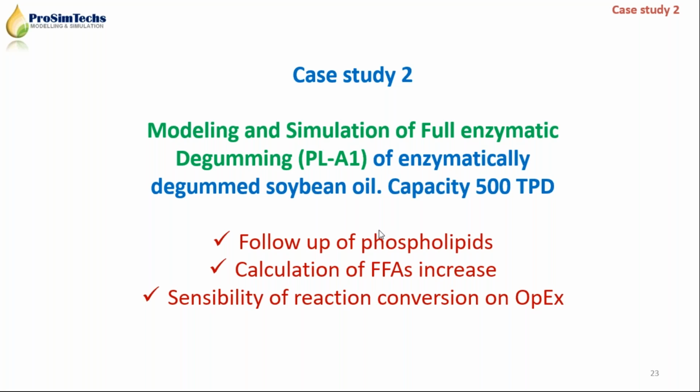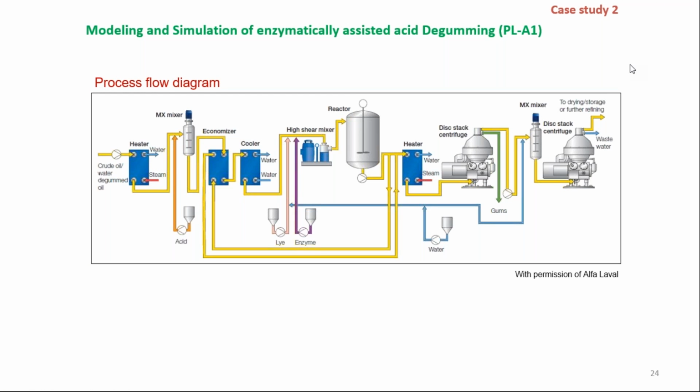Okay, so again, I'm considering a typical PLA1 assisted acid degumming, such as the one I am indicating here, in which we can identify again the inlet heating stage, the acid solution injection, the mixing, the cooling, the enzyme dosification, the enzymatic reactor, the heating that we need prior to the centrifuge, and the centrifuge in which we separate the oil phase and the water phase with the phospholipids.